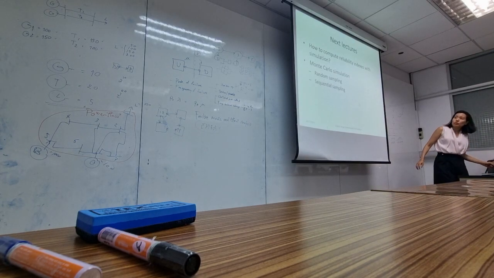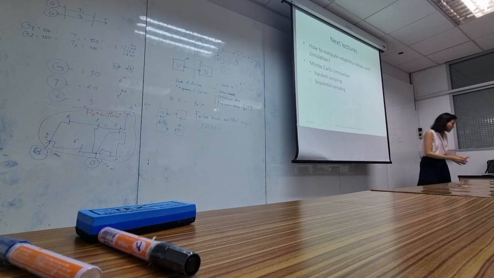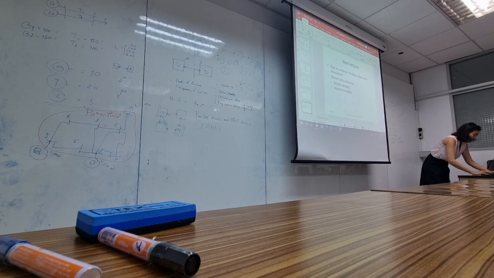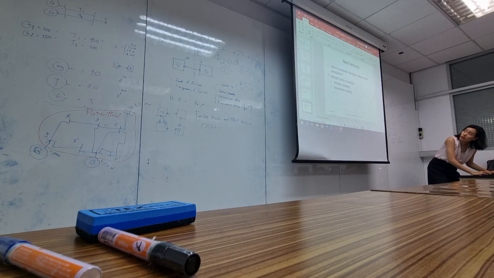There are two main simulation methods. We call them random sampling and sequential sampling. So let me give you a bit of the random sampling.